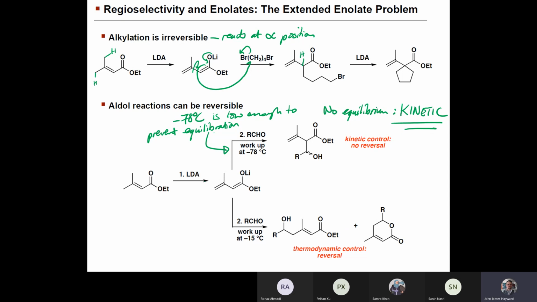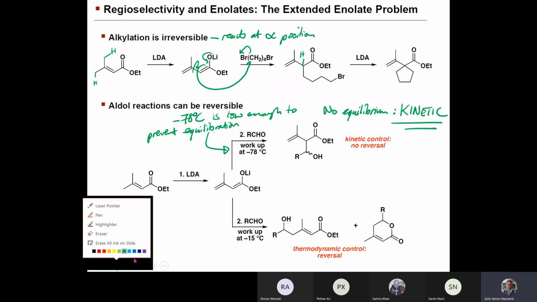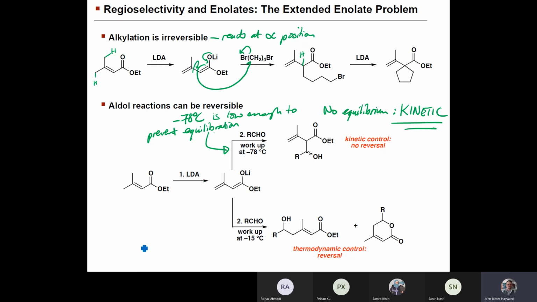Okay, but warmer temperatures result in reversibility.